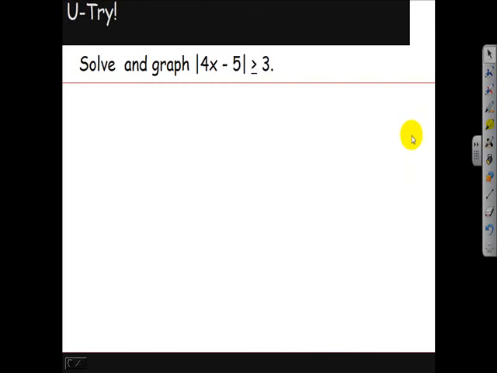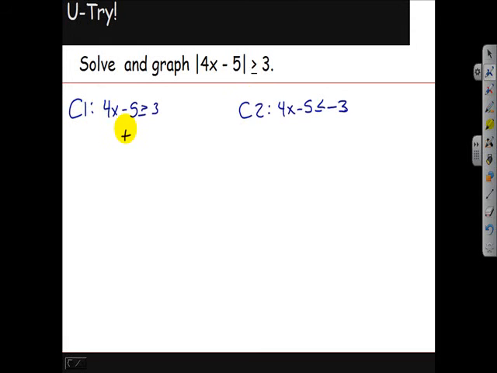You go ahead and try one. Okay, again, I would just go case 1, case 2. 4x minus 5 is greater than or equal to 3. Case 2, 4x minus 5 is less than or equal to negative 3.